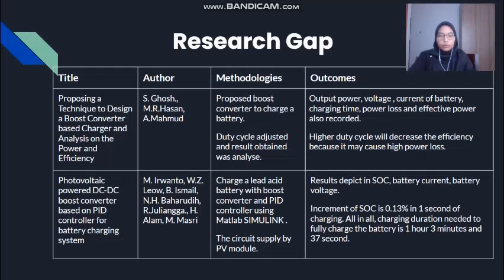The outcome of this study is that results can be seen in SOC state of charge, battery current, and battery voltage. The increment of SOC is 0.13% in 1 second of charging. All in all, the charging duration needed to fully charge the battery is 1 hour, 3 minutes and 37 seconds.